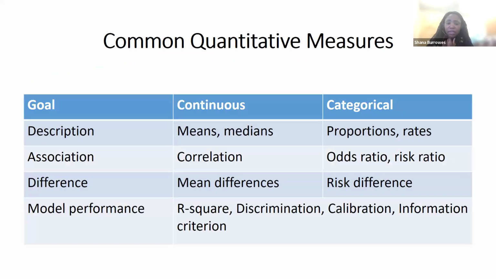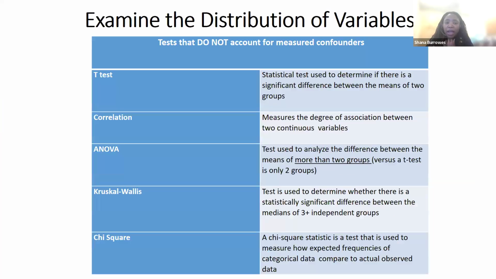And when you're at this step, this is called your descriptive analyses. You're going to look at means and medians if you have a continuous variable, and you're going to look at proportions and rates if you have a categorical variable. And you, again, examine these distributions by some of those tests that I went over, your t-test, your ANOVAs, your Kruskal-Wallis. And again, the test that you choose is going to be based on how normally your data is distributed, and if you're comparing 1 group, 2 groups, 3 groups, more groups.